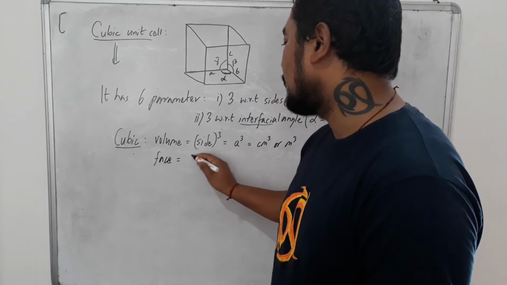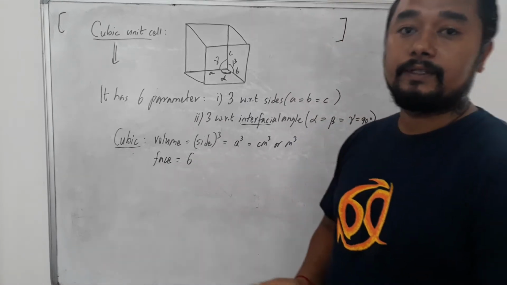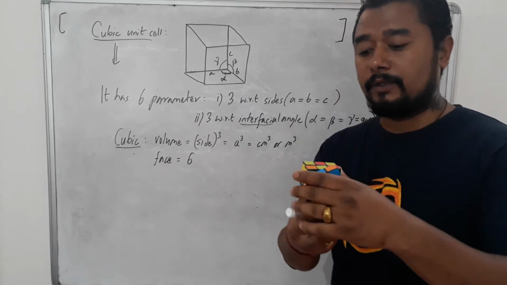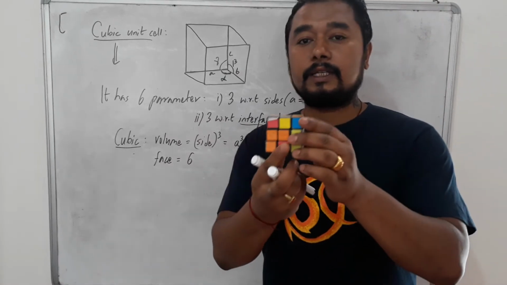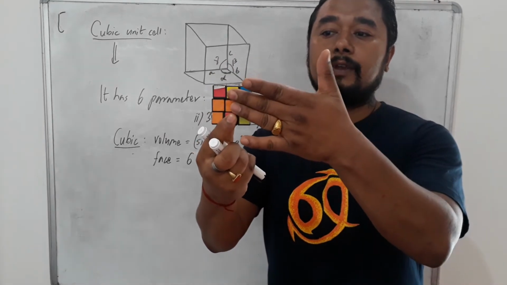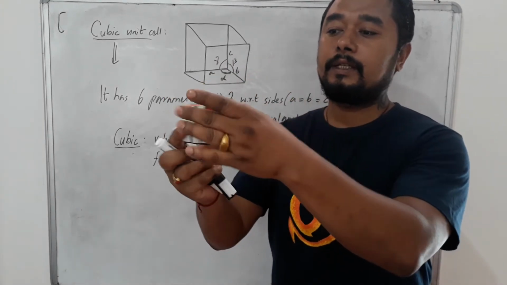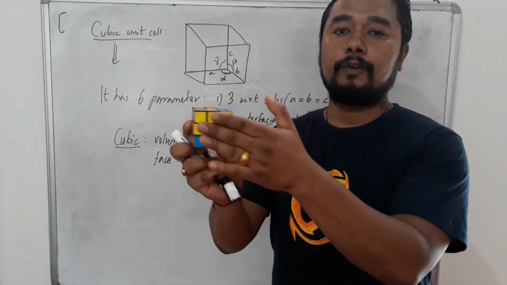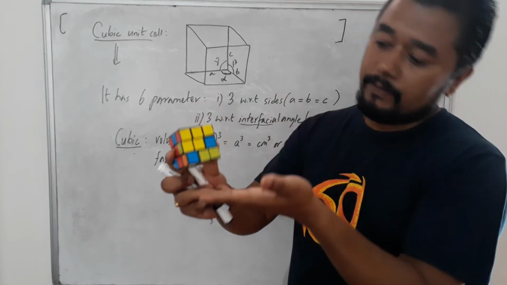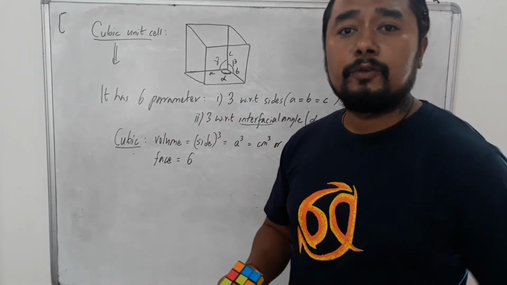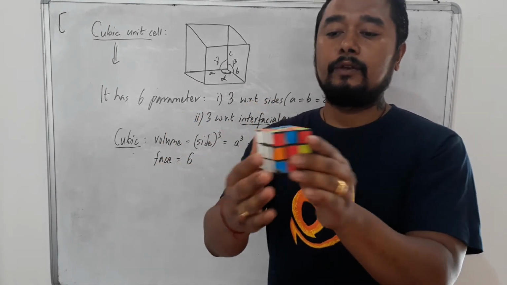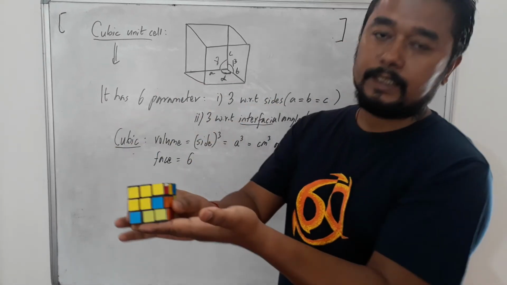Cube has how many faces? And do remember, it has 6 faces. Cube always has 6 faces. So you can see from here, students, this is a cube. Let us count. 1 face, 2 face, 3 face, 4 face. Above is 5, below is 6. So do remember cube has 6 faces.